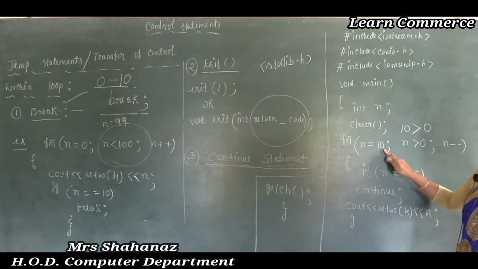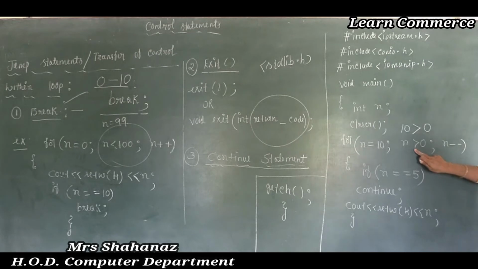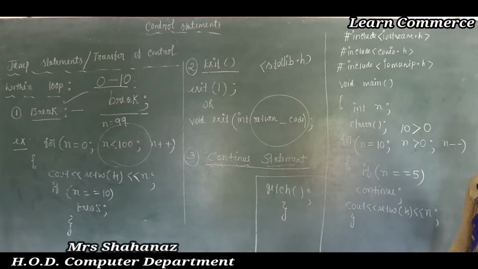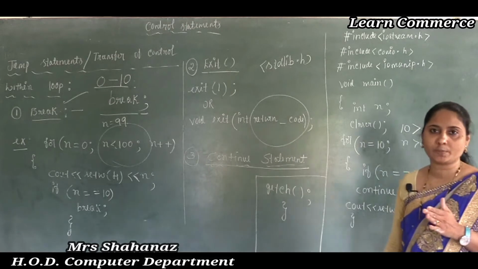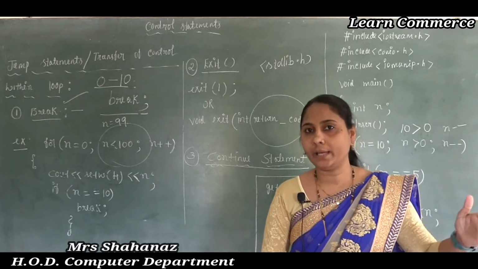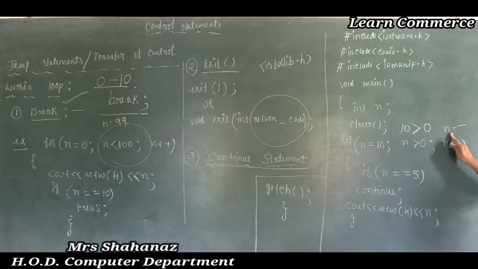First of all, we initialize n to 10, and next I am using the condition n greater than 0. When you compare, sure, we can say that 10 is greater than 0. Then n minus minus, that means how is it going to display the answer? First it is going to display the value 10, then 9, then 8, then 7 like that, because of the decrement.